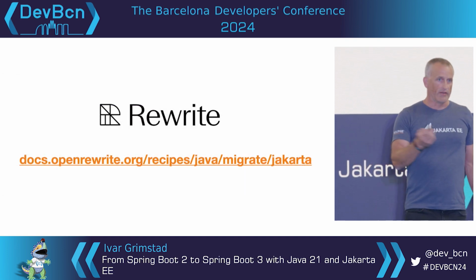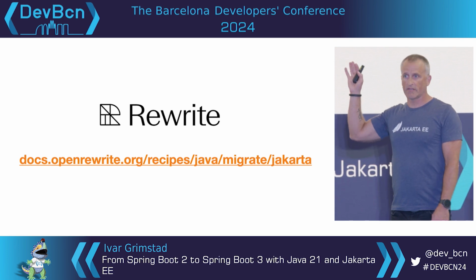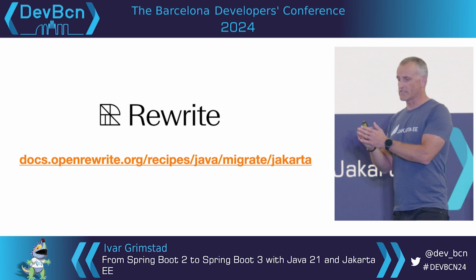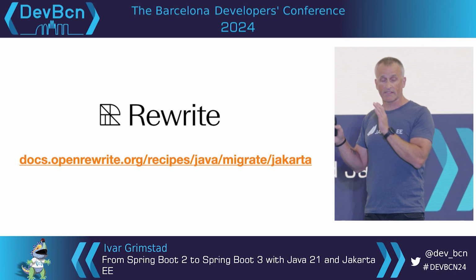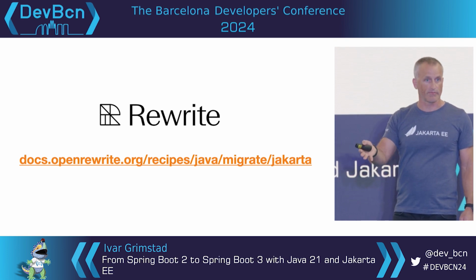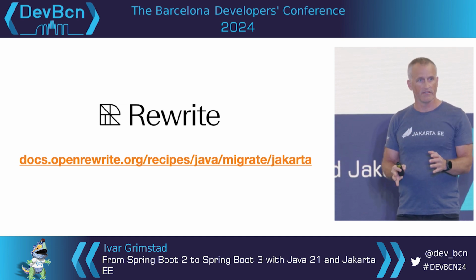I can also use OpenRewrite. So anybody using OpenRewrite for their migrations? Yeah? So a couple. OpenRewrite has a lot of recipes that are specific to Spring. So you can use those, and that's probably where you should start. Just go on OpenRewrite and search for Spring recipes. But you can also do a Jakarta recipe to do the namespace thing if you want to.